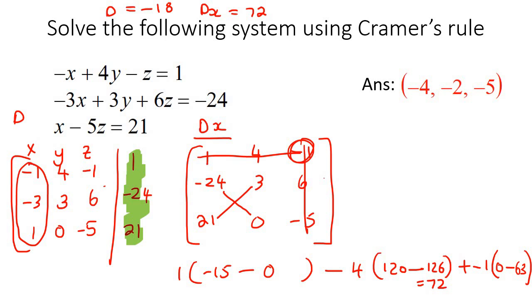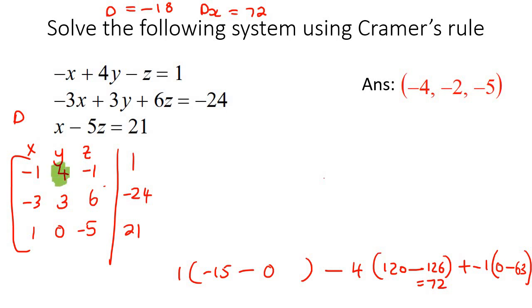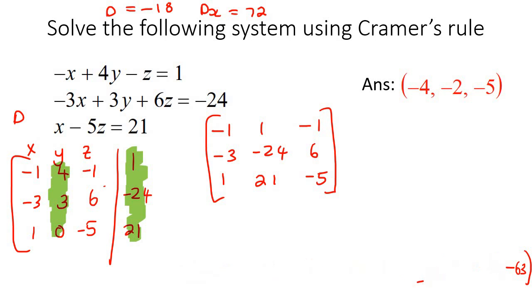Now we just go repeat the process for dy and for dz. So for dy, you replace the y column with these numbers over here, and then everything else stays the same. So it's going to be negative 1, negative 3, 1. Now we replace it, so 1, negative 24, 21, negative 1, 6, negative 5, and so then we make a little matrix, and then we just go do the determinant of that. So this will be our y determinant. It's called the dy. Okay, so it starts with negative 1, which is this number.